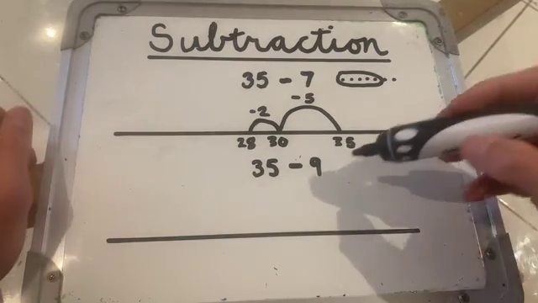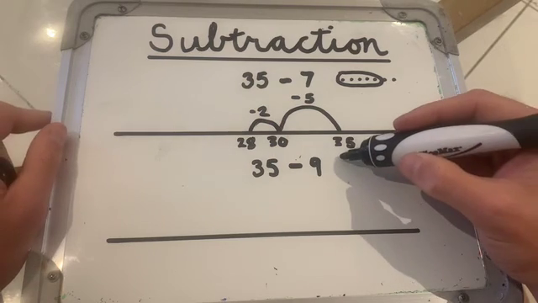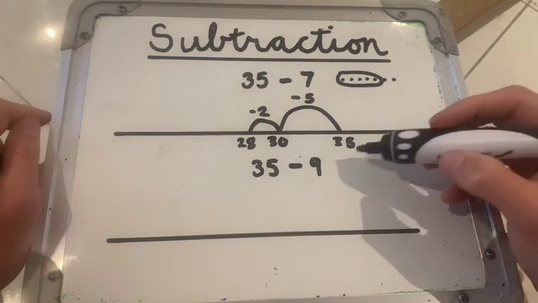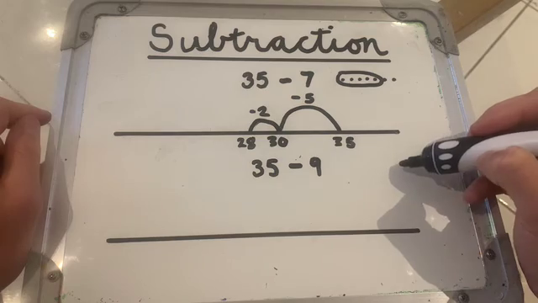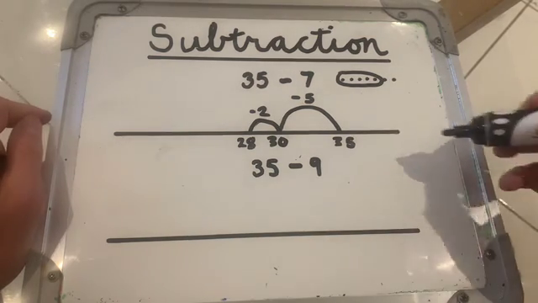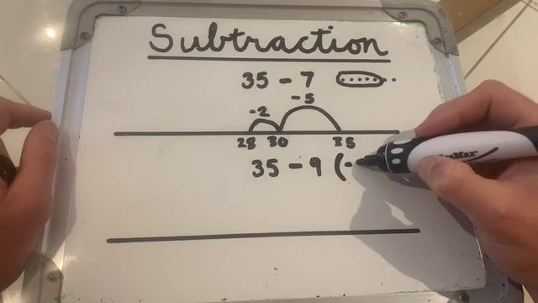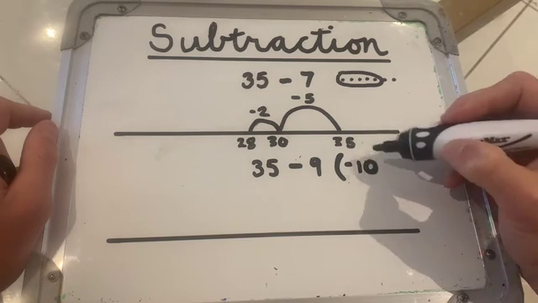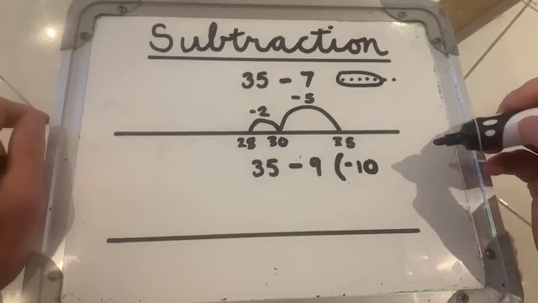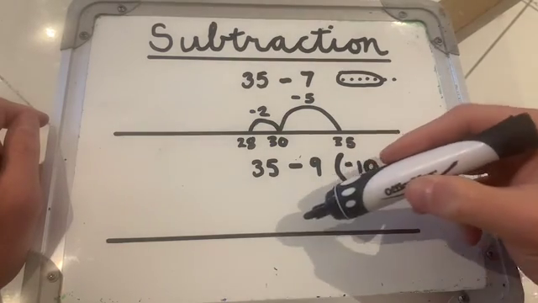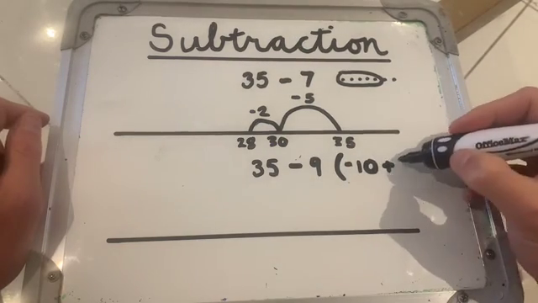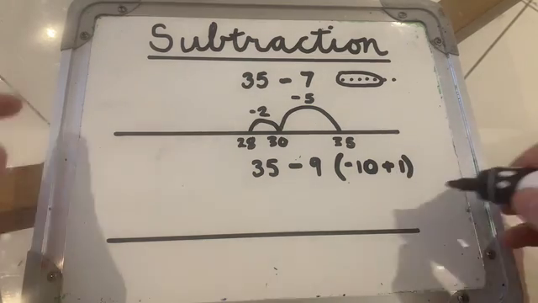With your subtracting nines trick, we remember when we were adding nines, we did plus 10 take 1 because 9 is 1 less than 10. So it's the same strategy. You're going to take 10 away because 9 is 1 less than 10. But then to make up that difference, you actually have to plus 1 back. So I'm going to show you that.